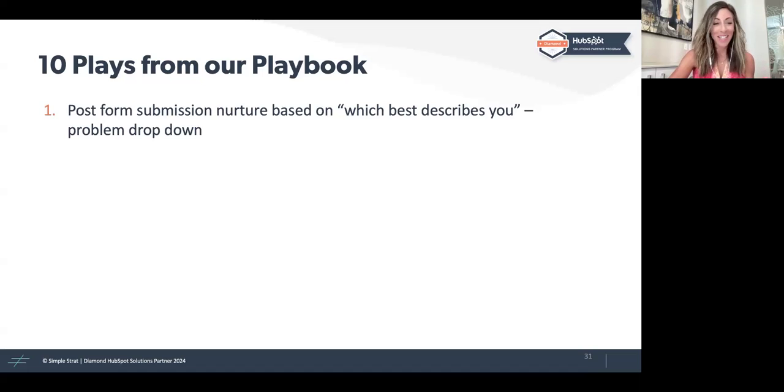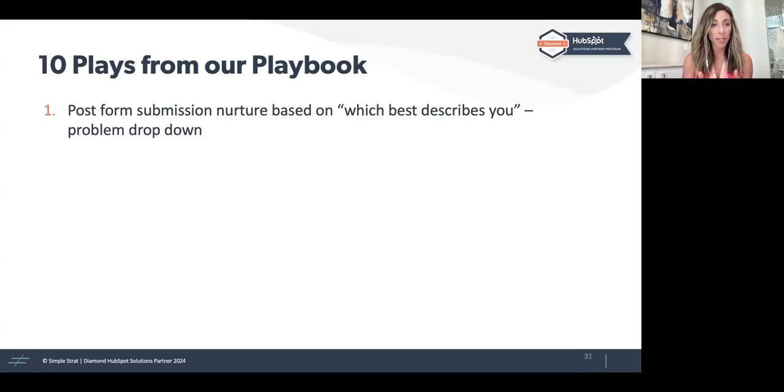So this is technically number 6, post form submission nurture based on which best describes you. I love when we're using forms. There's so much flexibility with forms. You can add all sorts of questions, but if you keep your forms short, you typically get a higher submission rate, unless you're really qualifying them for a high ticket opportunity, like in time for your sales team.